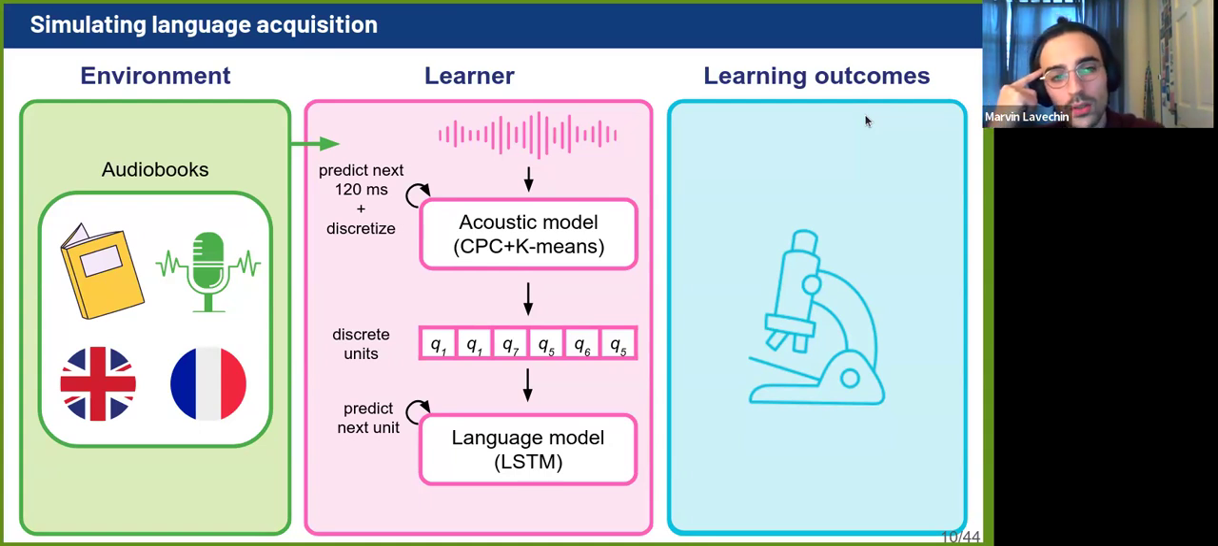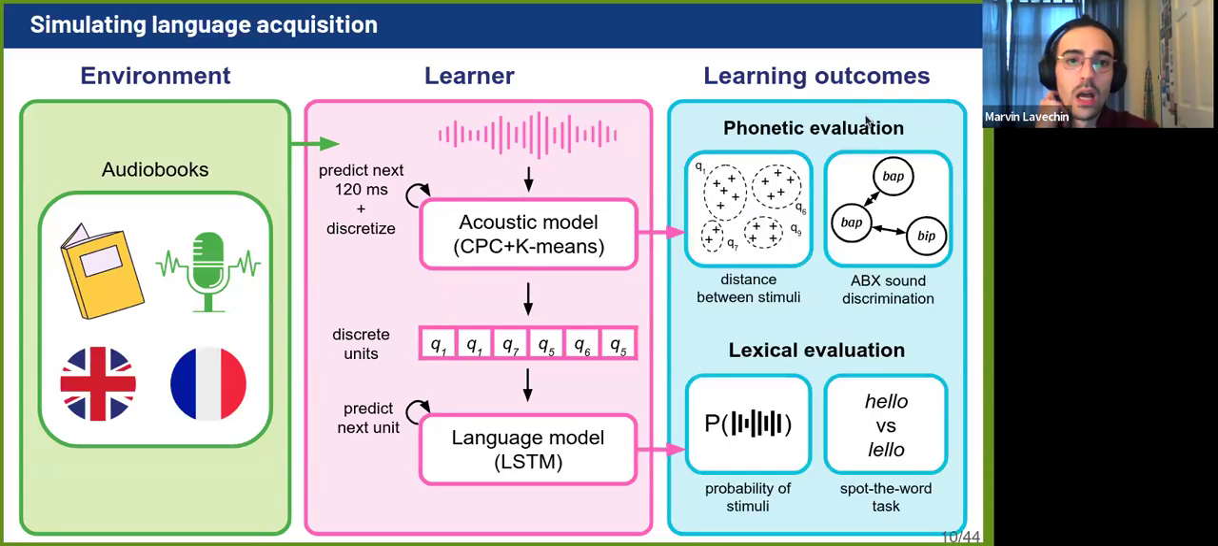I guess the important idea behind this model is that it learns by predicting the near future of the audio, up to 120 milliseconds, given the past context. It is fully unsupervised and it works from the speech stream. So basically that's a model going from the sensory stream, which is the speech stream, to behaviors that take place in the learning outcomes.